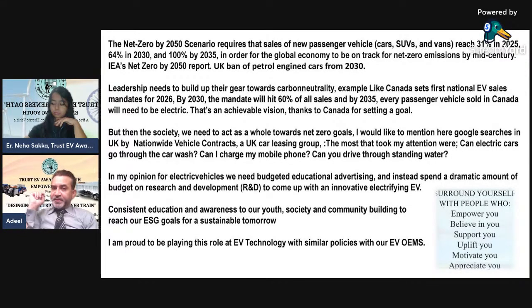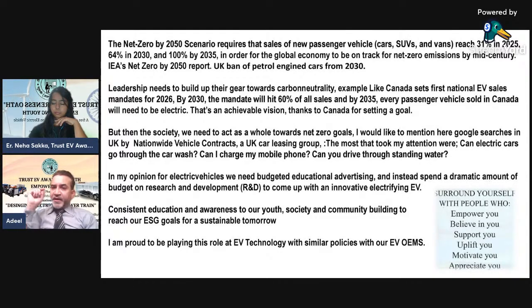By 2030, which is not far, the mandate will hit 60% of all sales. By 2035, every passenger vehicle sold in Canada will be electric. That's an achievable vision, thanks to Canada for setting a goal. But then again, this is where my personal opinion comes in: we as a society, what are we doing? We need to act as a whole towards the net zero goal.